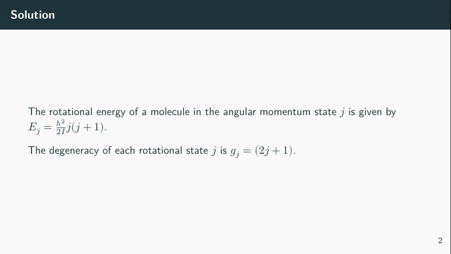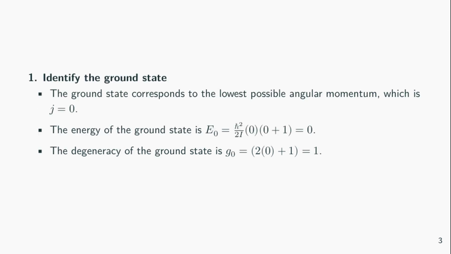Let's jump into the solution. We already know that the rotational energy for a state J is given by Ej equals h bar squared over 2I times J(J plus 1). An important point here is that each rotational state J actually has a degeneracy, meaning there are multiple ways to achieve that energy level. The degeneracy, which we call Gj, is equal to 2J plus 1. First step in figuring out the probability of being in the ground state is to actually identify what the ground state is. The ground state corresponds to the lowest possible angular momentum state, which is where J equals 0.